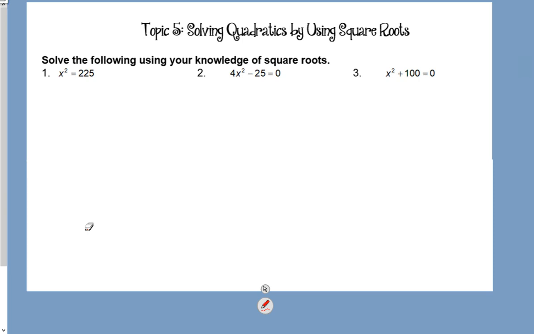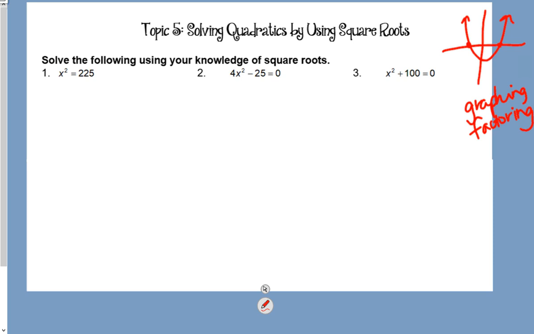Alrighty, so we are going to now learn the third method for solving quadratics. Remember, we're still trying to find the roots, so we're still trying to find the x-intercepts for a quadratic. That's still the goal. We have learned to solve by graphing, and we have learned to solve by factoring. So now the third method is by square roots. And really, this is probably the easiest because you've actually already done it before.